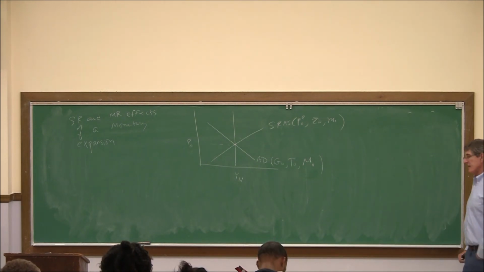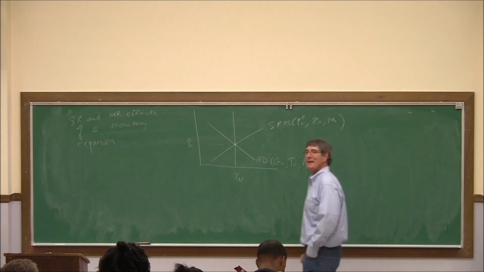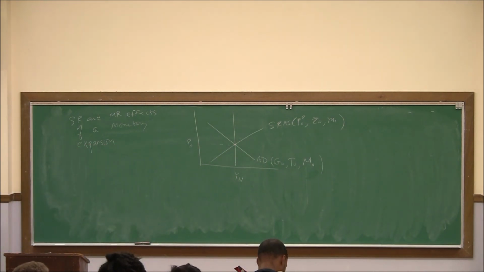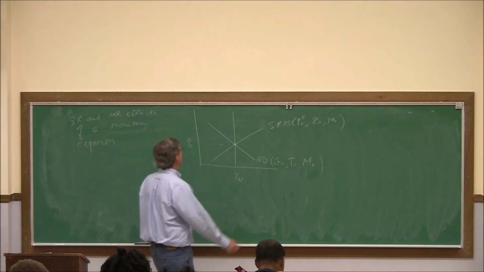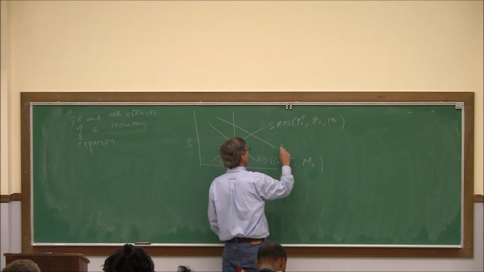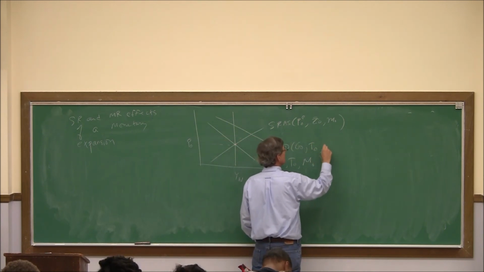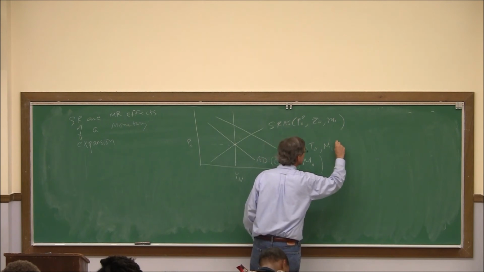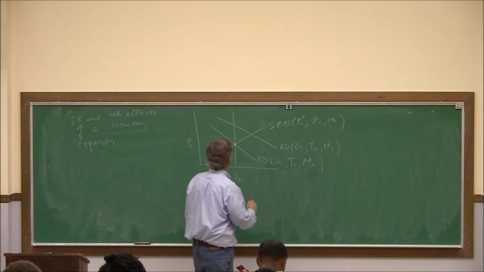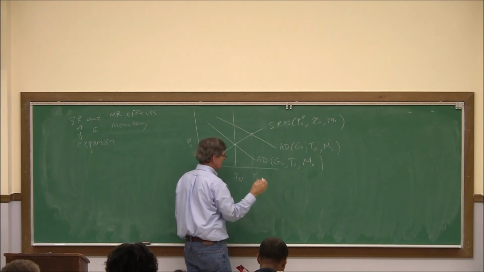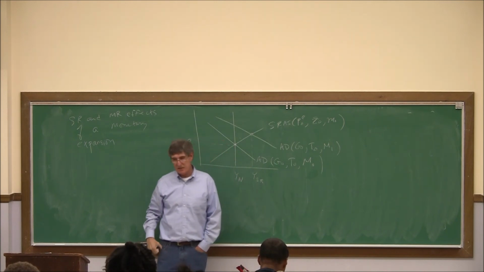But for whatever reason, the Fed isn't happy with that. They want to increase output. So they increase the money supply. So M goes up. When that happens, you get the A, B, G0, T0, and M1. So in the short run, output would rise like that.